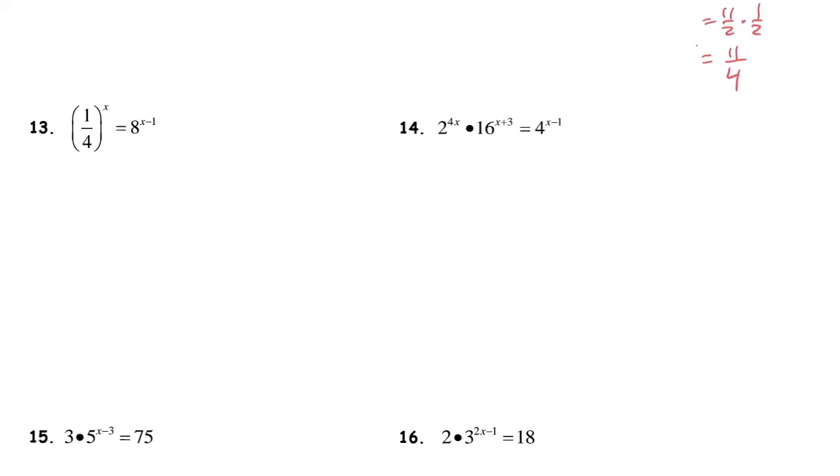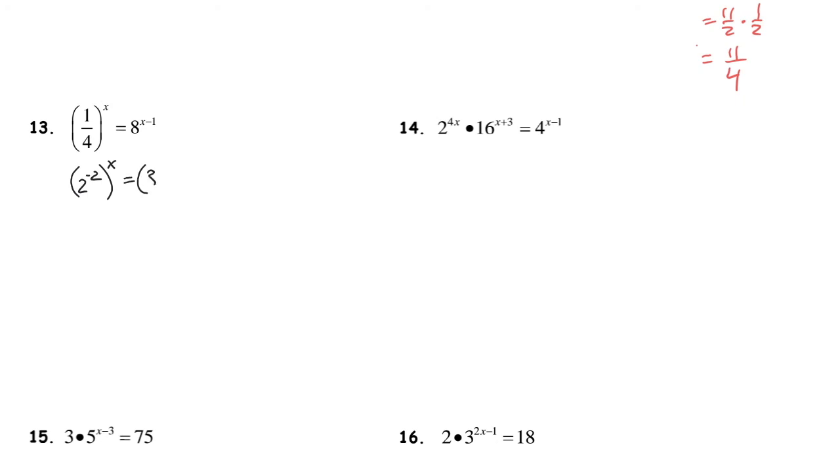Okay. Another one here, number 13. Okay, so we've got a little bit more going on. 1 over 4 to the x is equal to 8 to the x minus 1 here. Now I can tell that there's going to be a common base of 2 here. 1/4 is going to become 2 to the negative 2. Negative because I see a reciprocal going on there. Squared because of the 4.